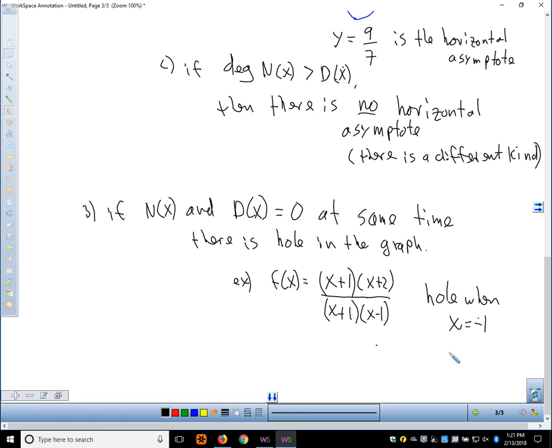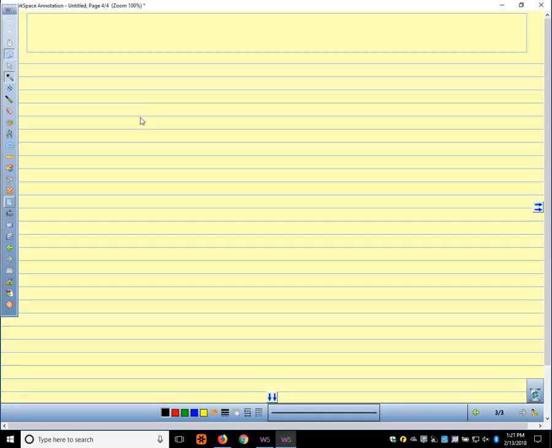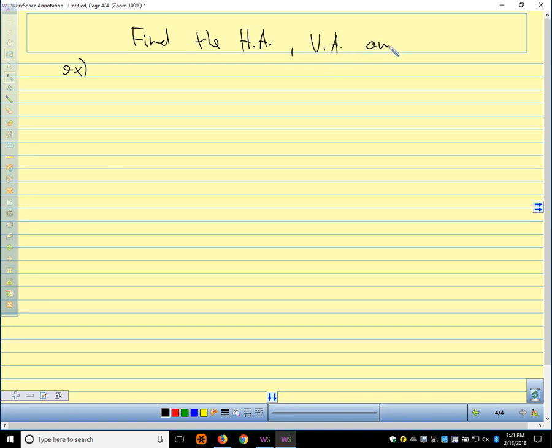All right. So what I want to do is look at some examples of picking out vertical and horizontal asymptotes with rational functions. For all of these, find the HA, VA, and holes.